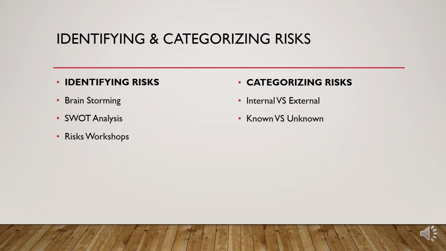Whereas the risk breakdown structure, that is RBS, is concerned, it is basically the hierarchical decomposition of risk that categorizes them according to the areas of the project they impact. For example, technical, external, organizational, or project management related risks. Once the risks have been identified, it is necessary to categorize them. Categorizing risks includes internal versus external, known versus unknown.